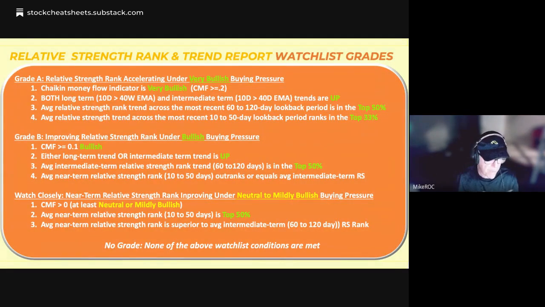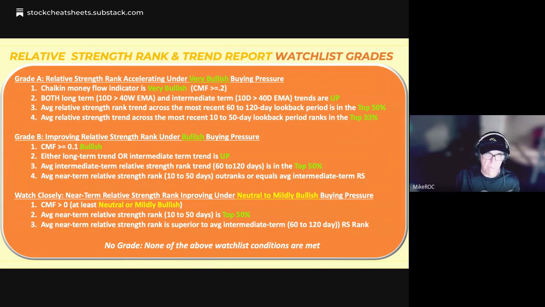So now with money flow, trend, and relative strength, relative price performance, we can put together a grading system in a way that makes sense for you. So grade A is the toughest bar to hit. Grade A means that we're seeing both accelerating buying pressure and accelerating price movement because the trends have to be there too.